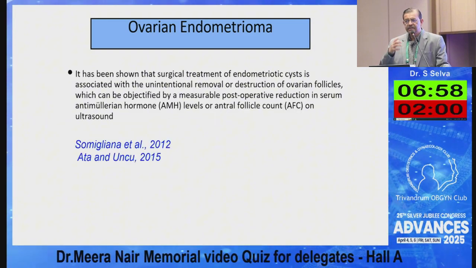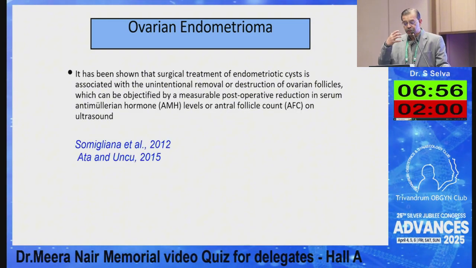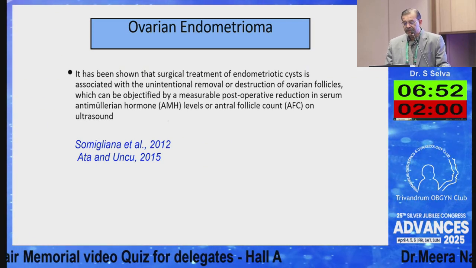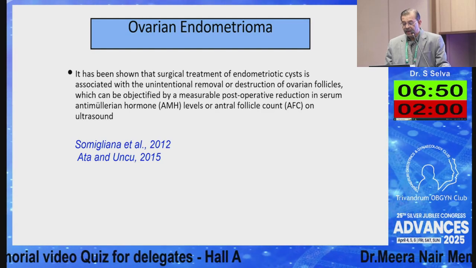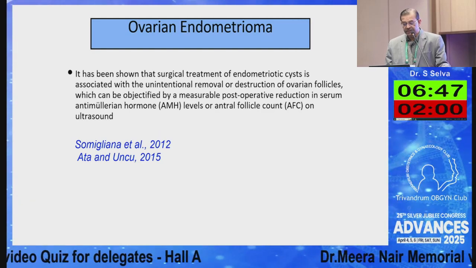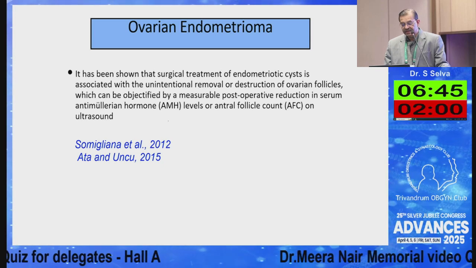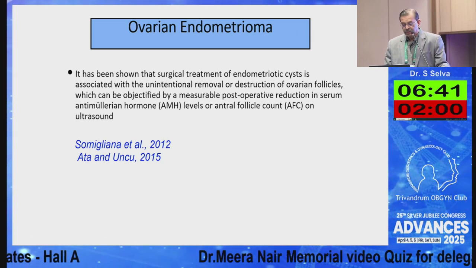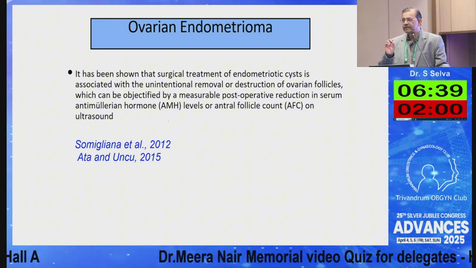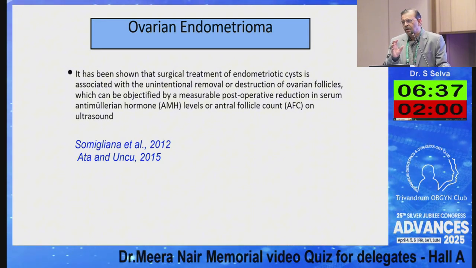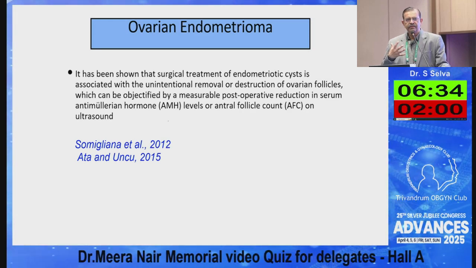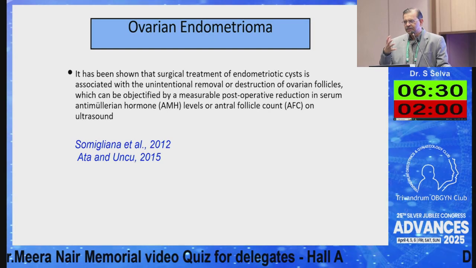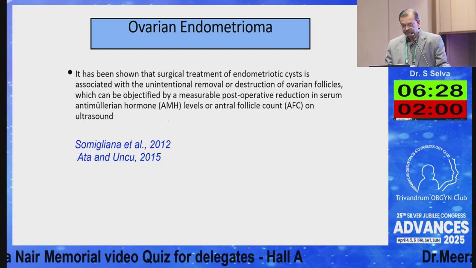However, in the same paper, they say that it has been shown that surgical treatment of endometriotic cyst is associated with an unintentional removal or destruction of ovarian follicles, which can be objectified by a measurable post-operative reduction in serum AMH or antral follicle count. So they are very sure. I think we are all also aware that when we do a cystectomy, we are going to remove some ovarian tissue, and so the AMH will reduce.